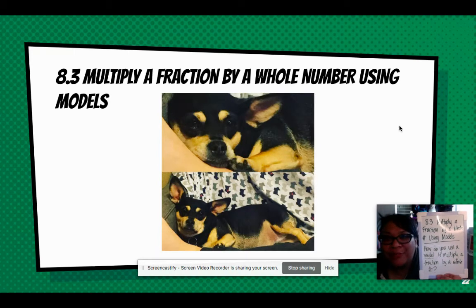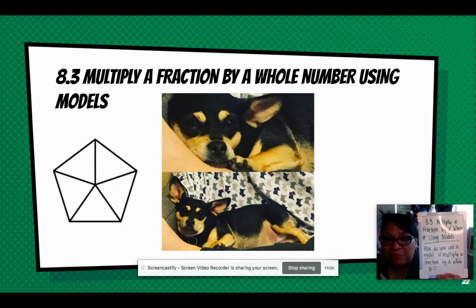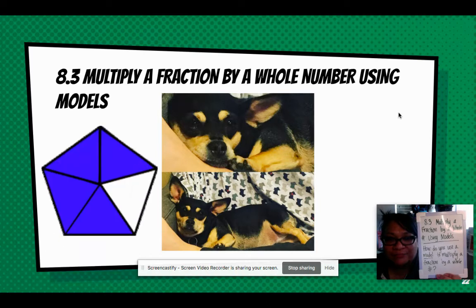Now suppose I wanted to show a model using fifths. What would that look like? Well, essentially we could take any shape. We're going to use this because it has 5 sides, and that shape is called a pentagon. So suppose we wanted to say, okay, let's go take Dolce out on a walk for 4/5 of an hour. We would shade in 4 of those 5 parts, like this.